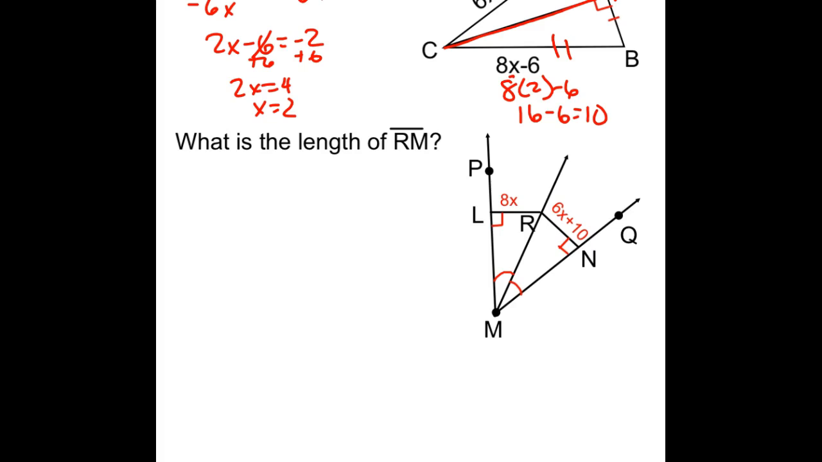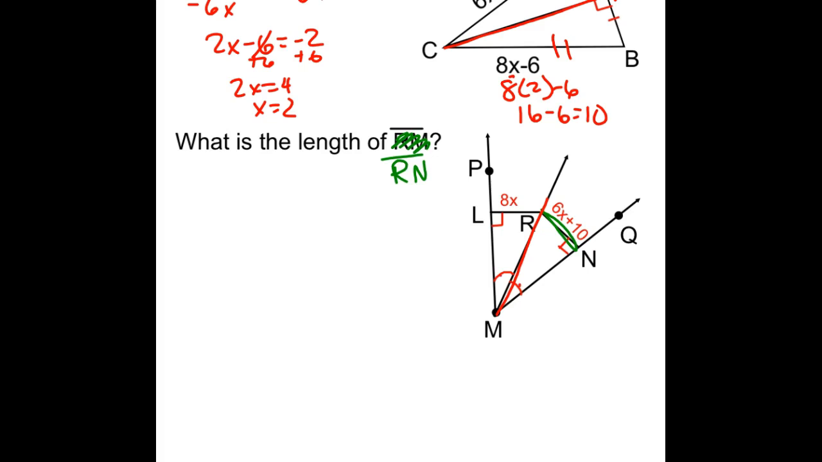It says, what is the length of RM? You can see that actually RM is an angle bisector. I think that's a typo. That's supposed to say RN. Let's fix that. So we're trying to find RN right here. But you can see that RM here in the middle is an angle bisector because of these two congruent parts.